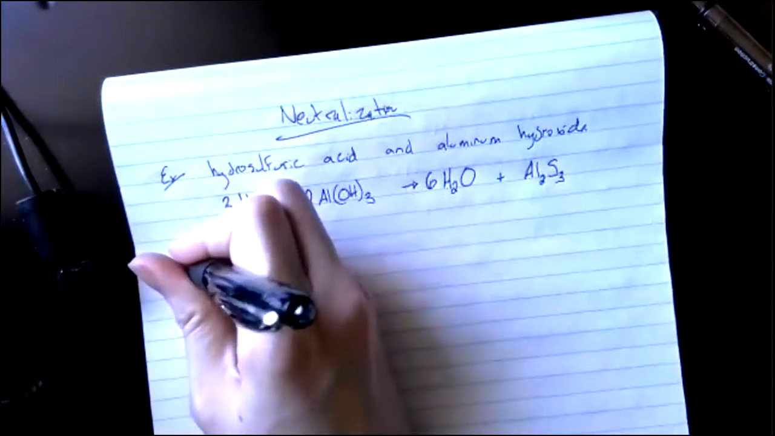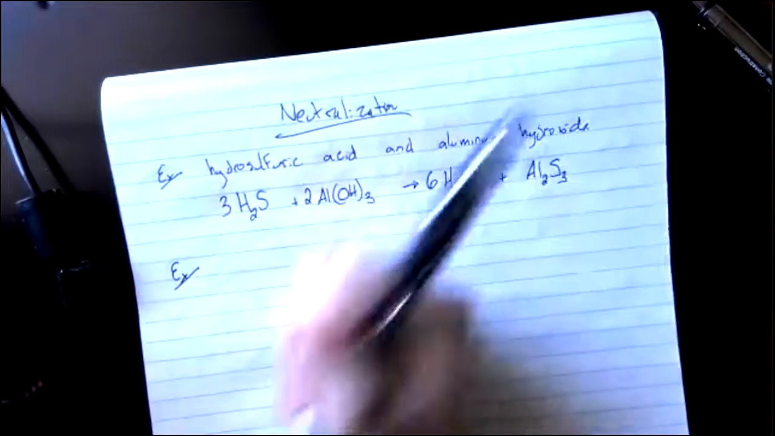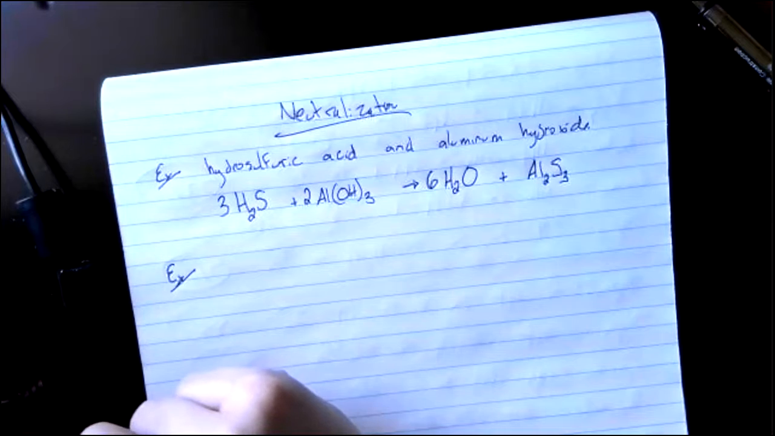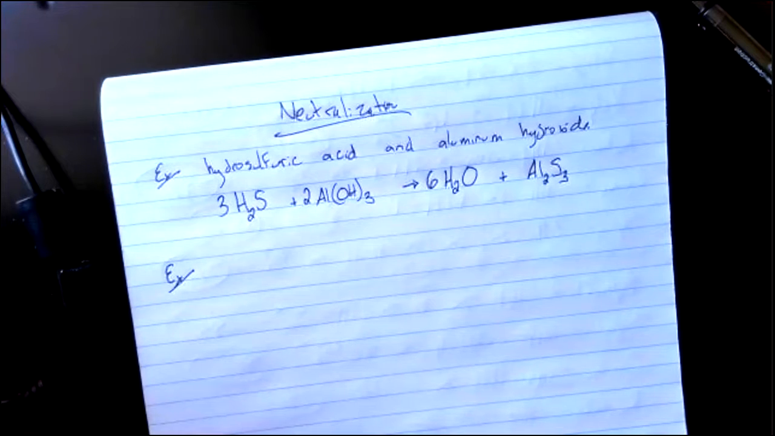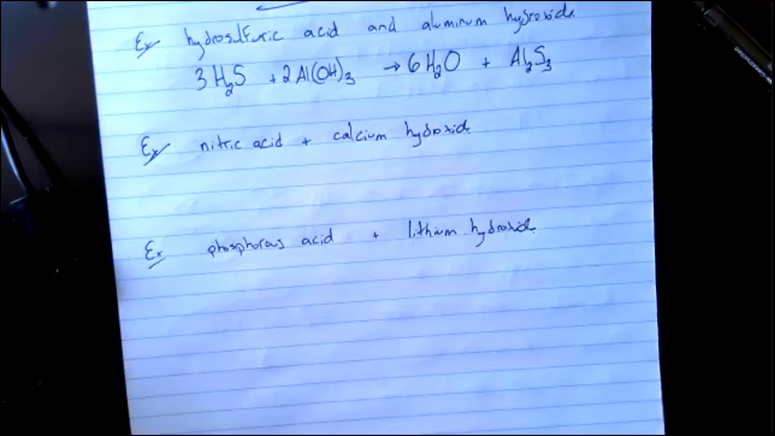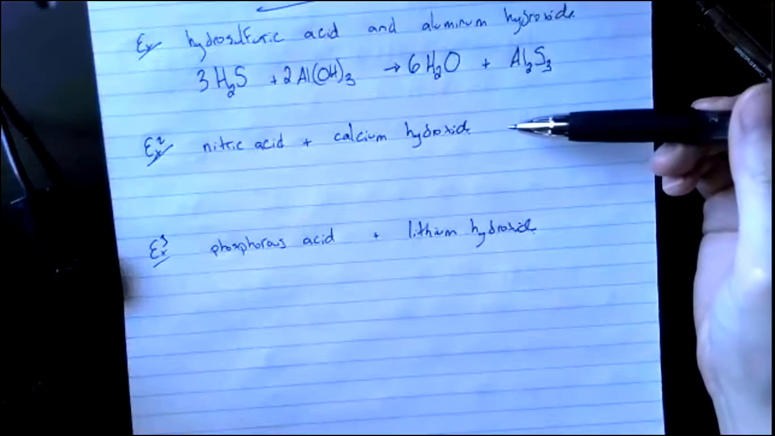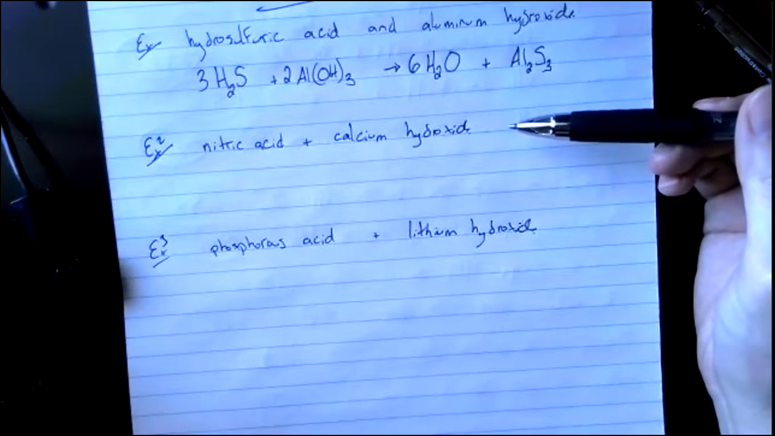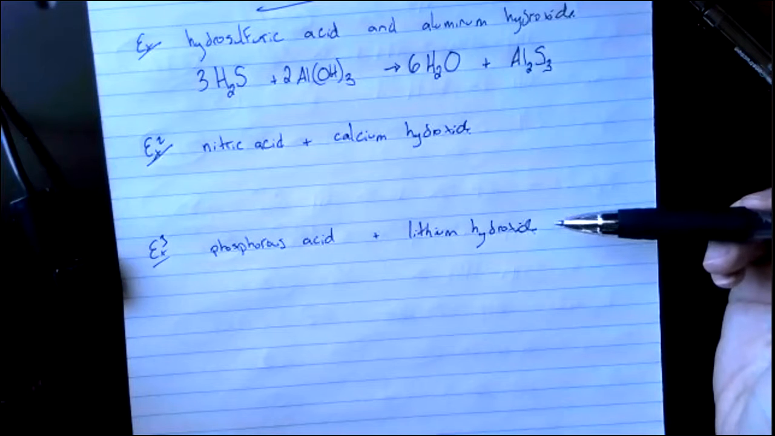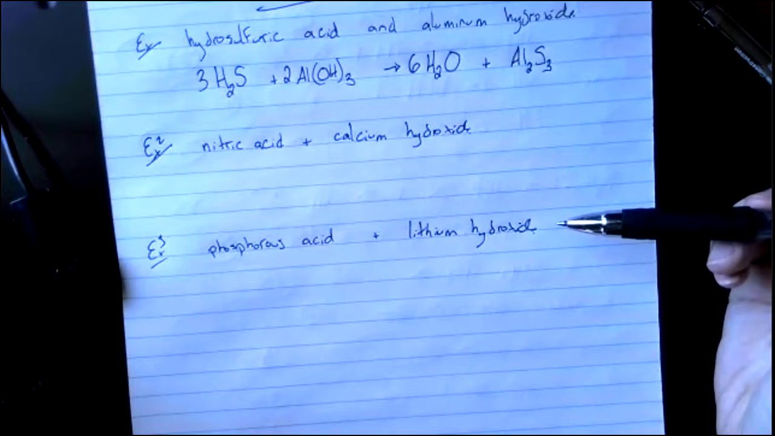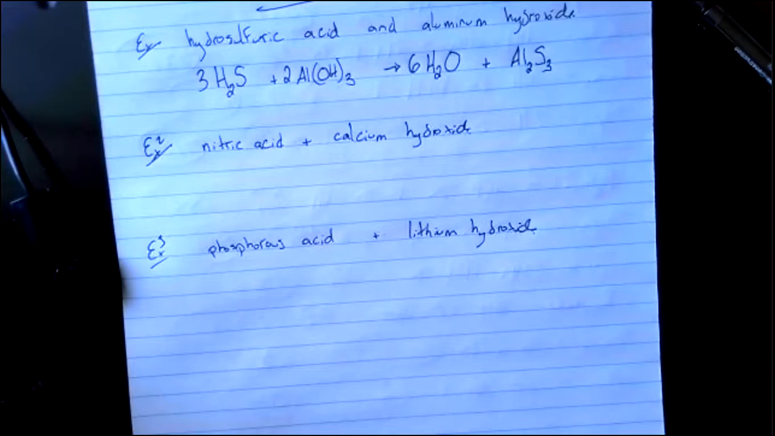Okay, I'm going to give you guys a couple to try on your own, and then I'll give you the answers afterwards. Okay, so try these 2 examples here. Example 2, nitric acid reacting with calcium hydroxide. And then the third example, phosphorus acid reacting with lithium hydroxide. See if you can write out and balance those neutralization reactions.